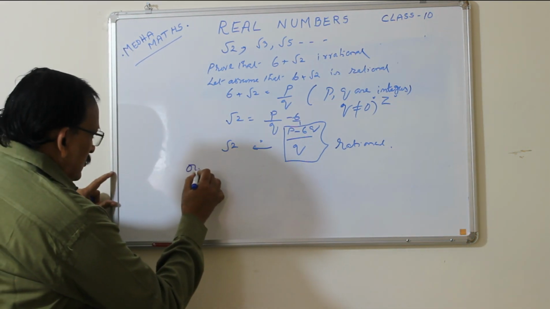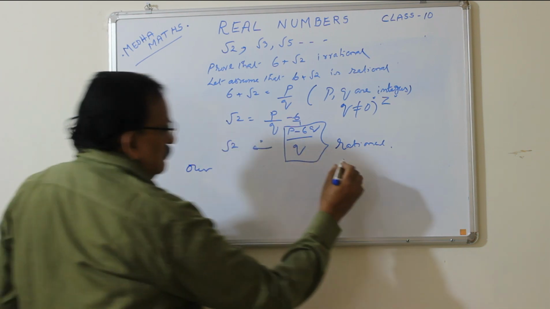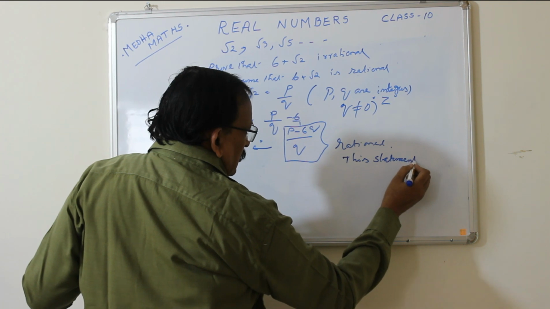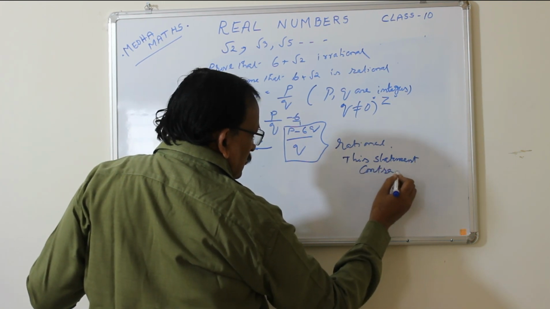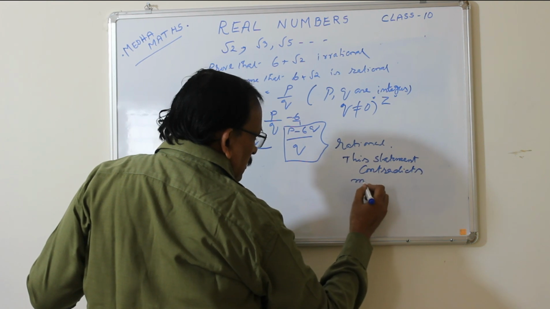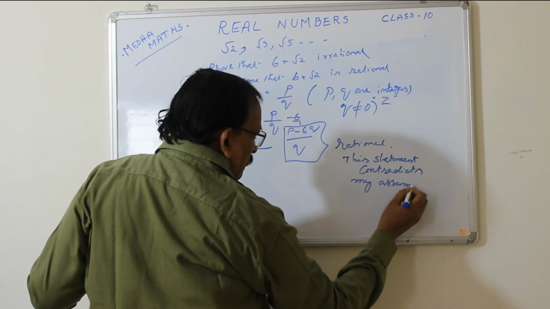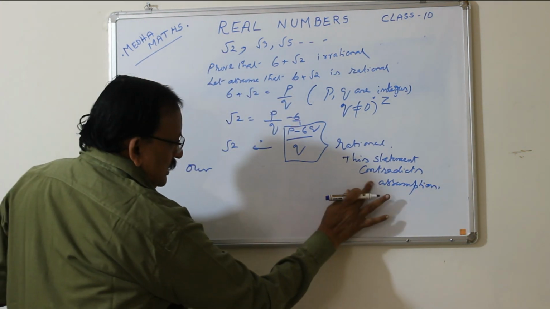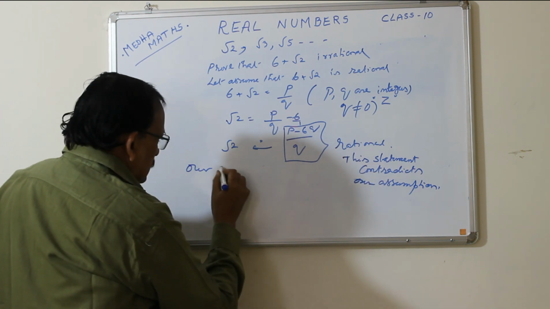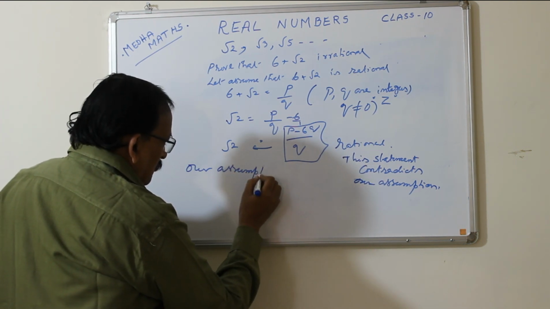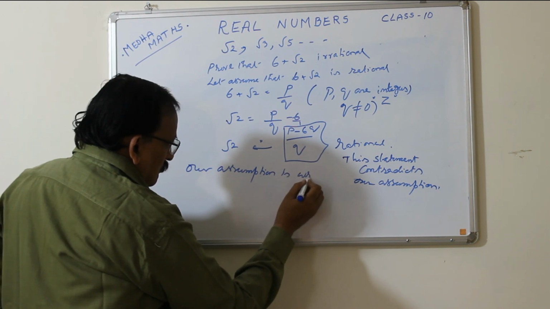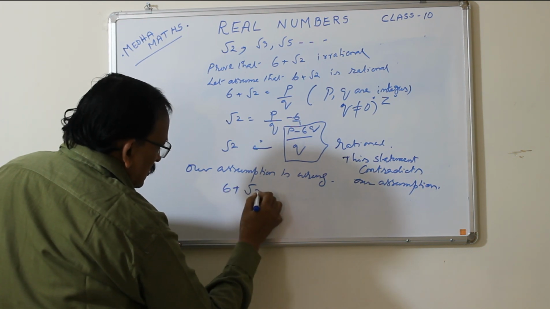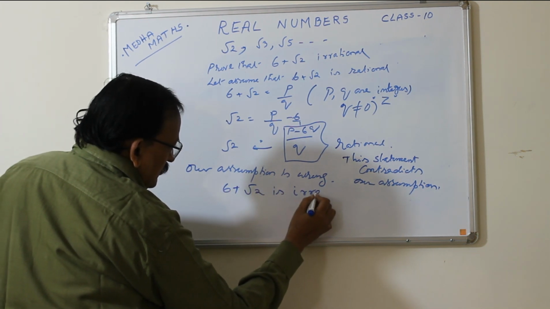Our assumption, and we can write this statement: this statement contradicts my assumption. So our assumption is wrong. So 6 plus root 2 is irrational. Very simple.